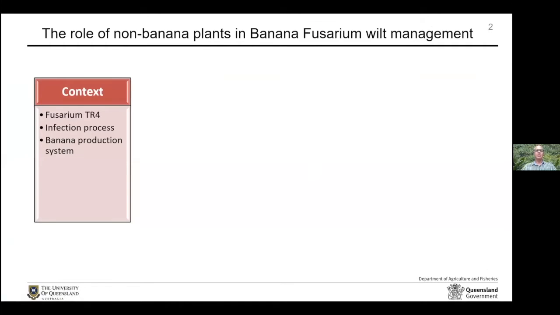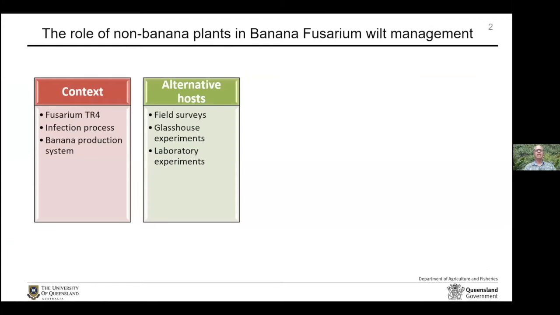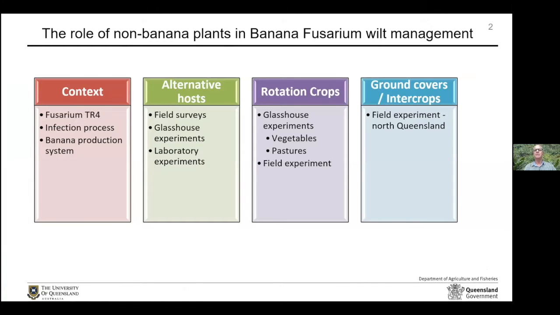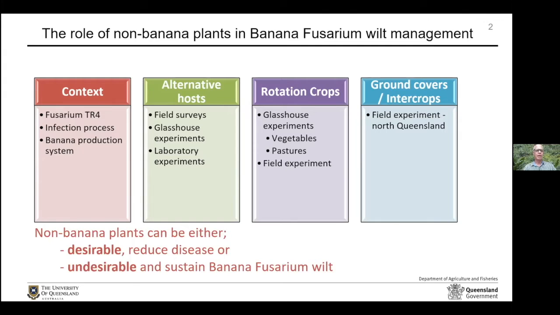So just to give you an overview of what I'm talking about, I wanted to give some context of why I'm looking at Banana Fusarium wilt and non-banana plants, then look at non-banana plants as alternative hosts, before moving on to rotation crops, and then looking at non-banana plants as cover crops and intercrops. By the end of the presentation, I hope you've seen that non-banana plants can be either desirable, that is, they reduce disease, or undesirable, and they sustain Banana Fusarium wilt within the plantations.